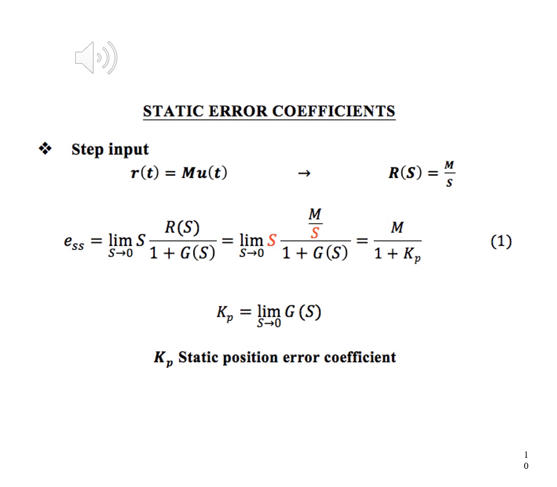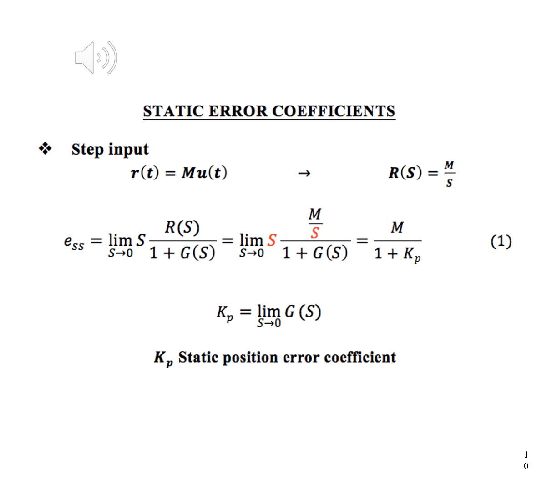It's the limit when s tends to 0 of s times E of s. E of s is the input R of s over 1 plus the loop. The loop here is G of s. Substitute R of s by m over s. You see, in equation 1, the s in the numerator will be cancelled with the s in the denominator of the numerator of the fraction, the two s marked in red will go together. So what do I have here? What remains in this equation? m over 1 plus G of s.